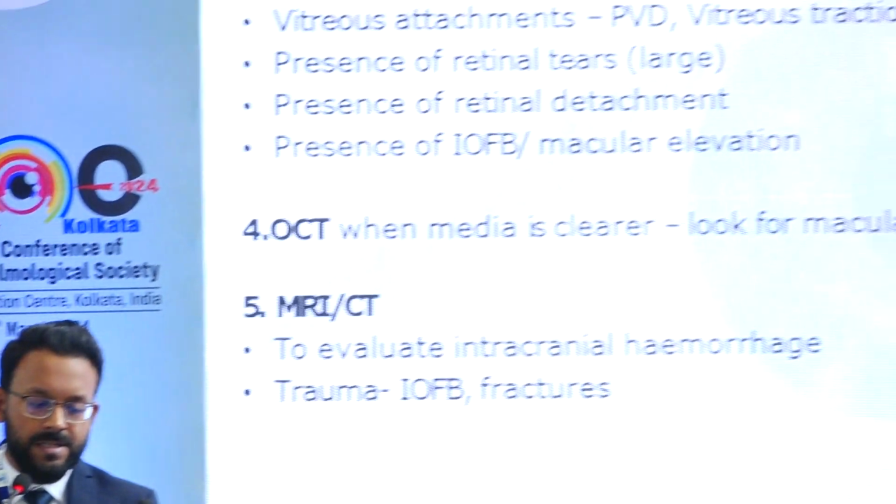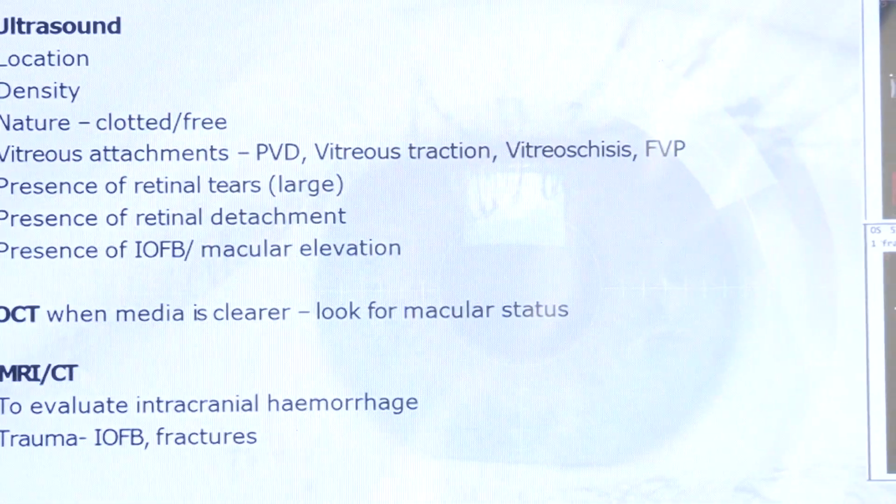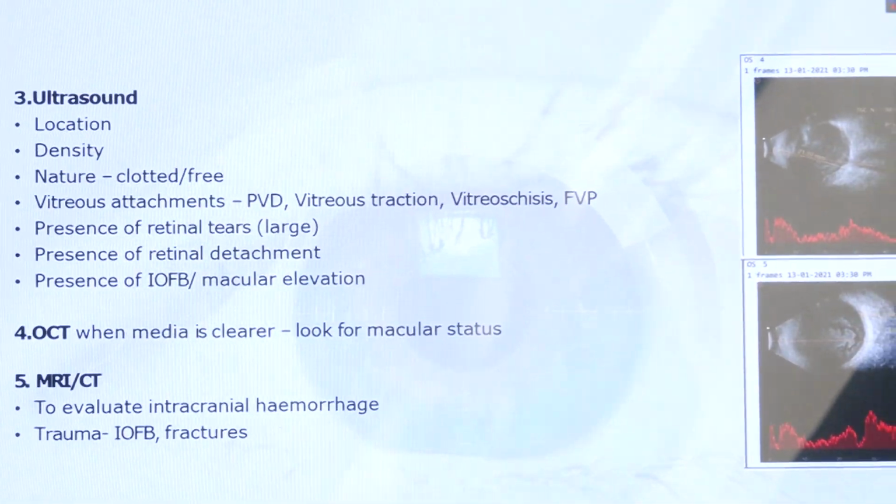The workup would involve evaluation of the eye: cornea for edema and opacities, AC for cells, flare, foreign bodies, RBCs, iris for synechia, tears, holes, sectoral atrophy, gonioscopy for angle recession and foreign body, RAPD, lenticular changes, glaucoma, retinal detachments, ultrasound to look for location, density, and nature of vitreous hemorrhage, any vitreous attachments, presence of tears, RD, foreign body, OCT when the media is clearer to look for macula status, and X-ray, CT, or MRI, preferably CT, to evaluate presence of intraocular foreign bodies.